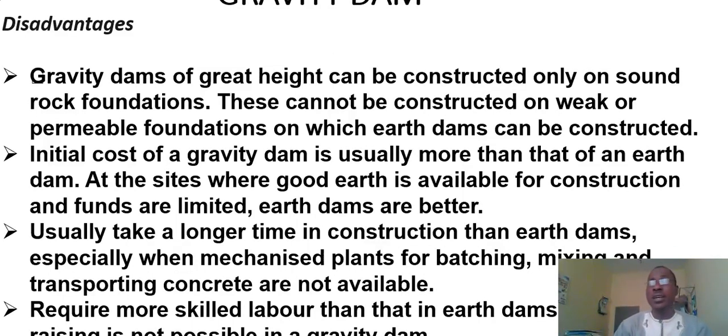Disadvantages of gravity dams: they can be constructed only on sound rock foundation. They cannot be constructed on weak permeable foundations, on which earth dams can be constructed. The initial cost of a gravity dam is usually more than an earth dam, and at sites where good earth is available for construction and funds are limited, earth dams are better.